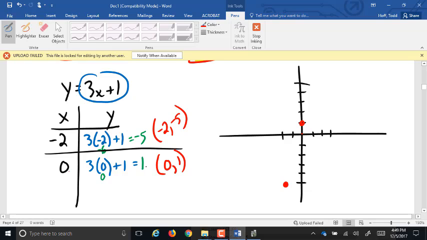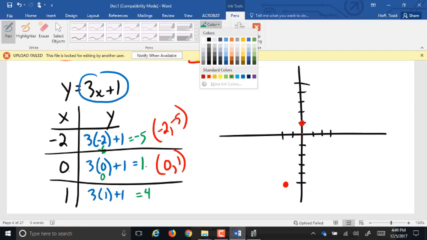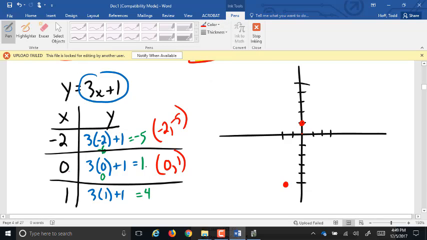Well, let's see what happens if x is 1. Y is going to be 3 times 1 plus 1. What's that come out to be? Yeah, 3 times 1 is 3, plus 1 is 4. So that becomes x is 1, y is 4.